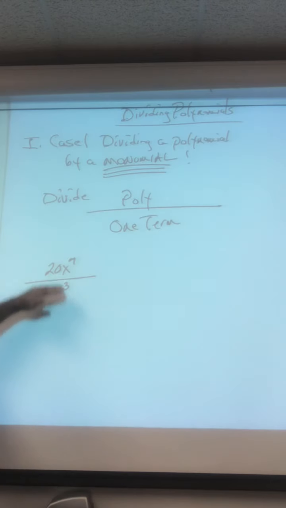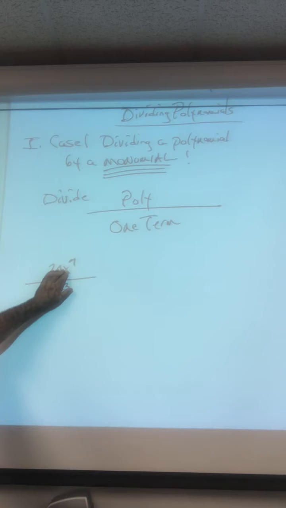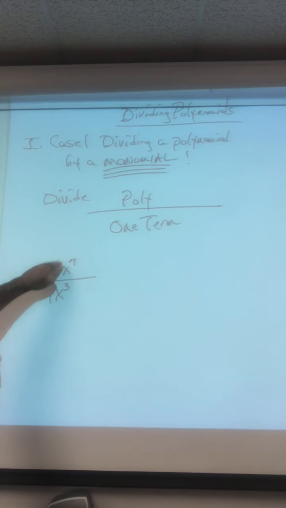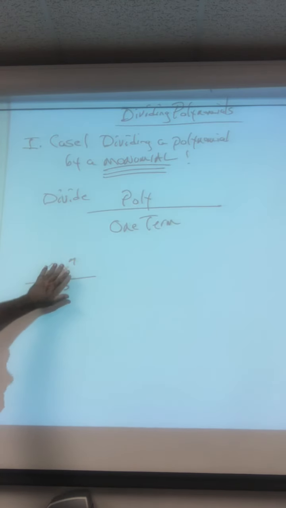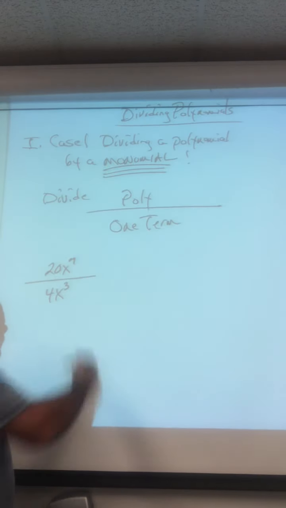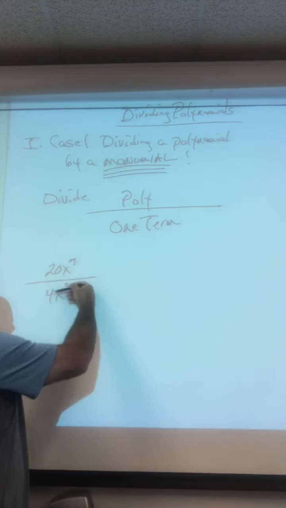So are we dividing? Yes, because there's a division bar. Is this a polynomial? Yes, it is, but it's 1 term. Is this a polynomial? Yes, it's 1 term. So this is 1 term over 1 term. So does this fit this category right here? Yes, it does. Now, how did we do this when you have 1 term over 1 term?